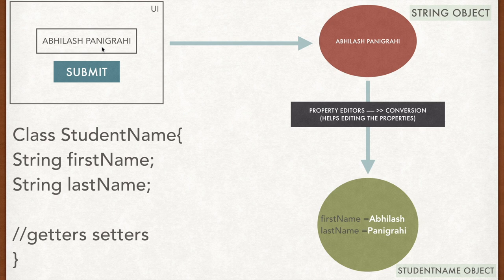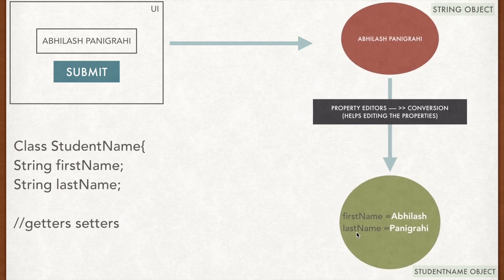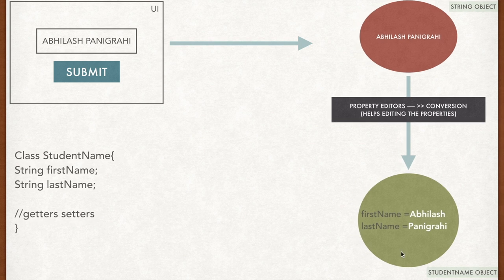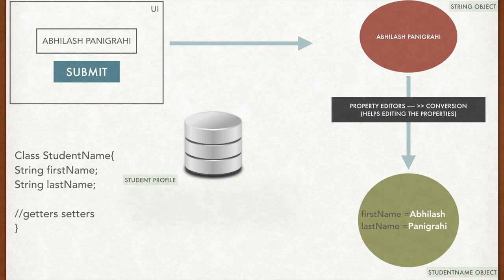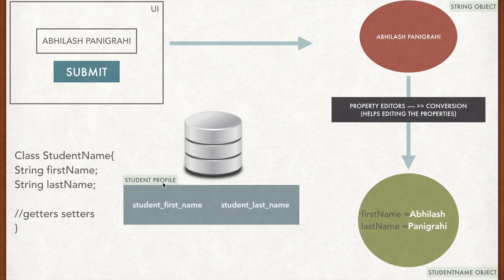But right now, once he entered his name, we will take his data and then we'll set the user data with our custom object. And then we're going to play with this particular object. Here is a simple scenario you can understand. Let's say right now, I want to store this object into our database, okay? Let's say I have a table called student profile. I have first name and last name, two columns in my database, and I can simply store this particular object to my database, and I'll get a record here called Abhilash Panigrahi.